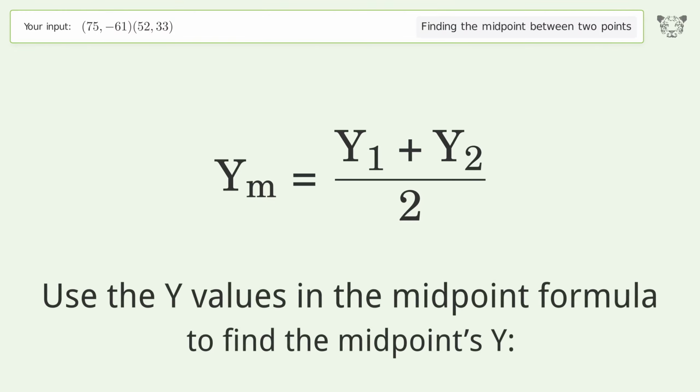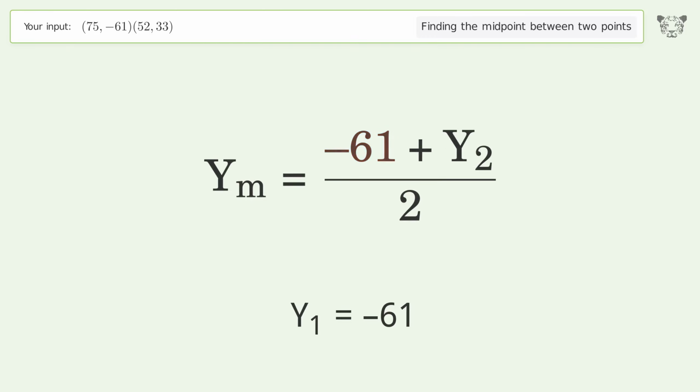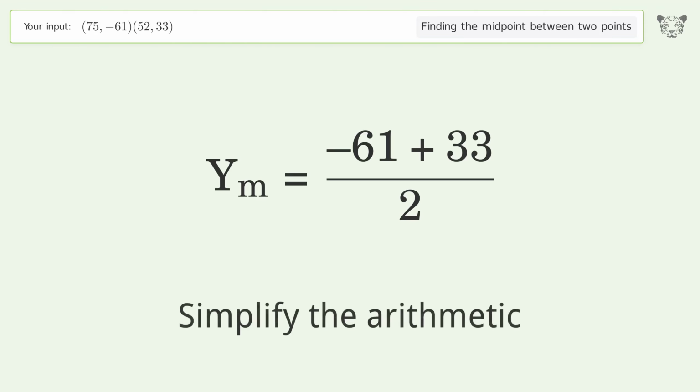Use the y values in the midpoint formula to find the midpoint's y. y1 equals -61. y2 equals 33. Simplify the arithmetic.